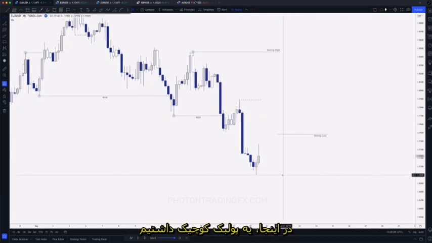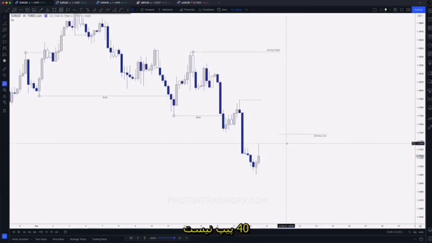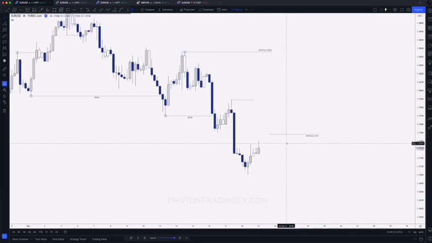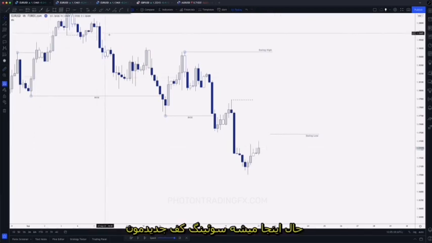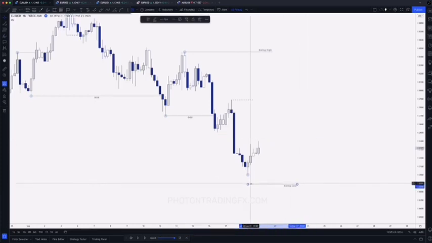Okay, we pull back a little bit. Let's measure this. Okay, not quite 40 pips. Okay, that's probably about 40 pips now. Okay, boom, right? Let's call that 40 pips, okay? So get your pretty little circle out. Now you can mark your swing low. Now you can draw your line there, right?